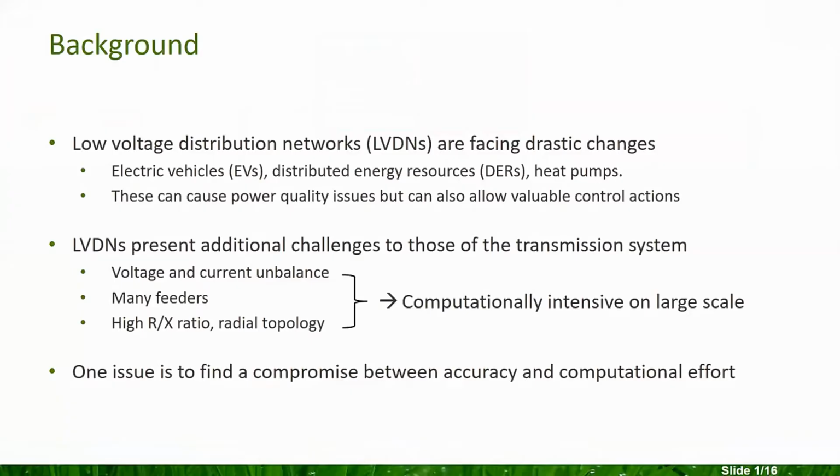These technologies can cause power quality issues, but also potentially allow for valuable control actions, so there's renewed interest in analyzing these networks. However, they present additional challenges with respect to the transmission system, for example, as they have non-negligible degrees of voltage and current unbalance, high R/X ratio, radial topology, and there are many feeders of this kind on a national level. So the large-scale analysis of these types of networks is computationally intensive.